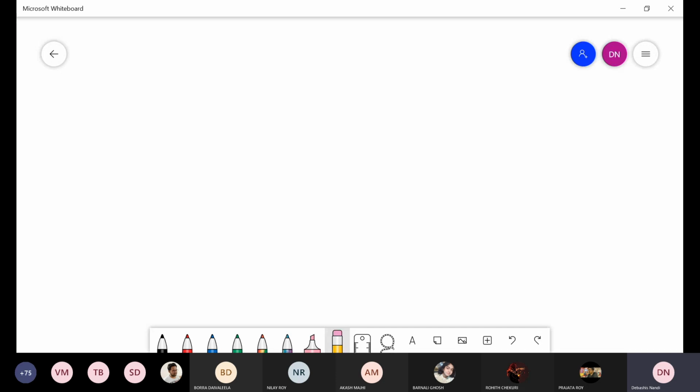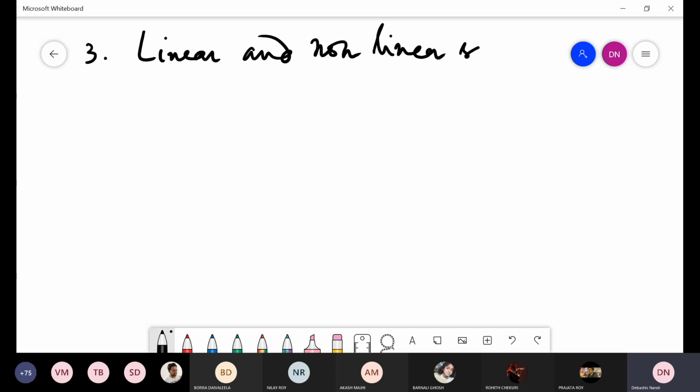Now number 3: linear and non-linear systems. So what is a linear system and what is a non-linear system? A linear system should follow the principle of linearity and superposition.